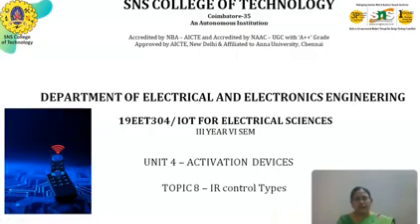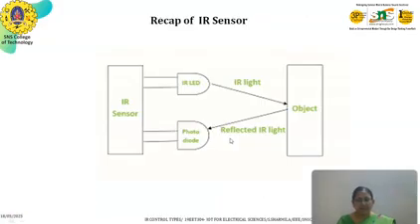In this video, we are going to explore the types of IR control in activation devices. In the previous video, we discussed the basic IR sensor for IR control. So now we can go for a quick recap of the IR sensor. The IR sensor includes the IR LED and photodiode.